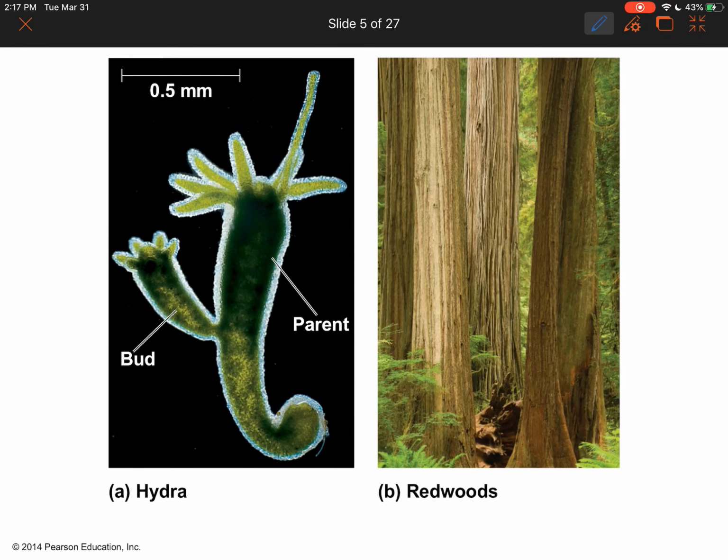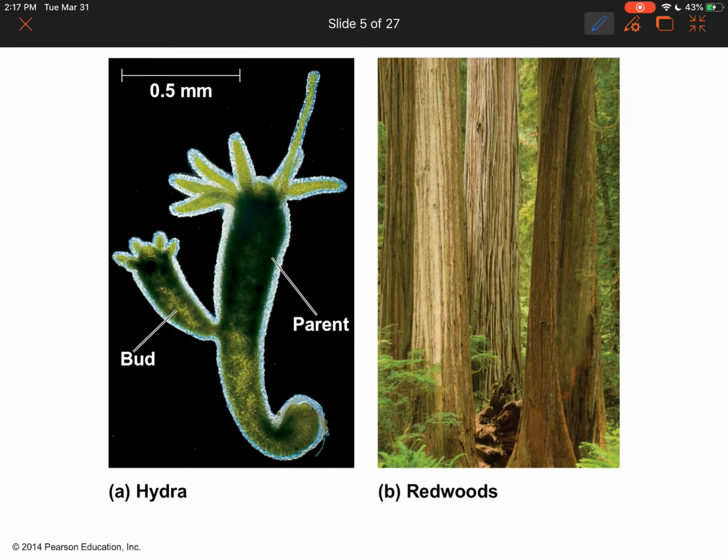But let's look at some examples of asexual species. Here on the left, we have a species called a hydra. This is a freshwater organism, about a millimeter or so in length, very, very small. Very closely related to marine corals, sea anemones, and jellyfishes. What you see here is the parent organism, and you see a bud growing off the side. That bud is a new offspring. So the cell division that's making this individual is mitosis.